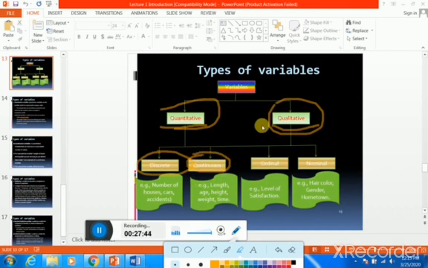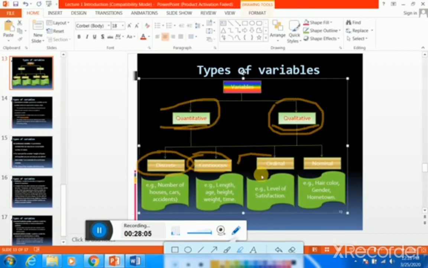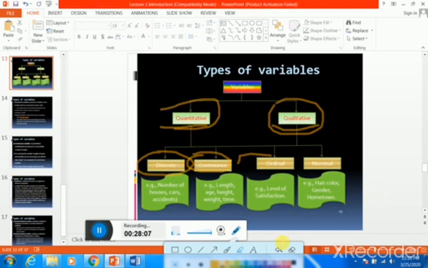Next is qualitative, which I have already explained. Qualitative is divided into two: one is known as your ordinal and the second is known as your nominal. First, focus, okay, what is ordinal?